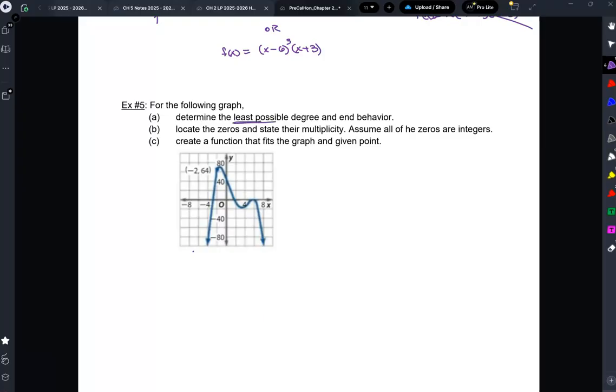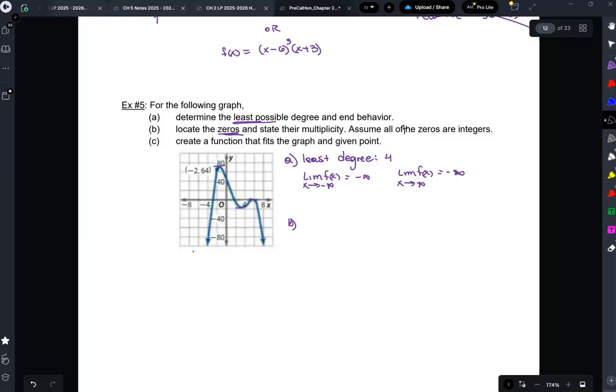Now it says the least possible. How many turning points are there? 3. So the least possible degree would be 4. And then the end behavior: the limit of f of x as x approaches negative infinity is negative infinity, and also at positive infinity is negative infinity. They're both negative infinity.